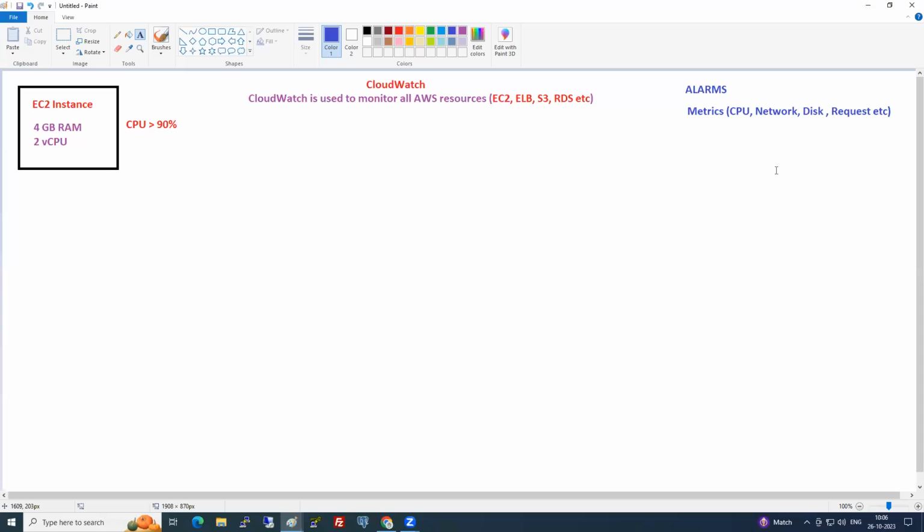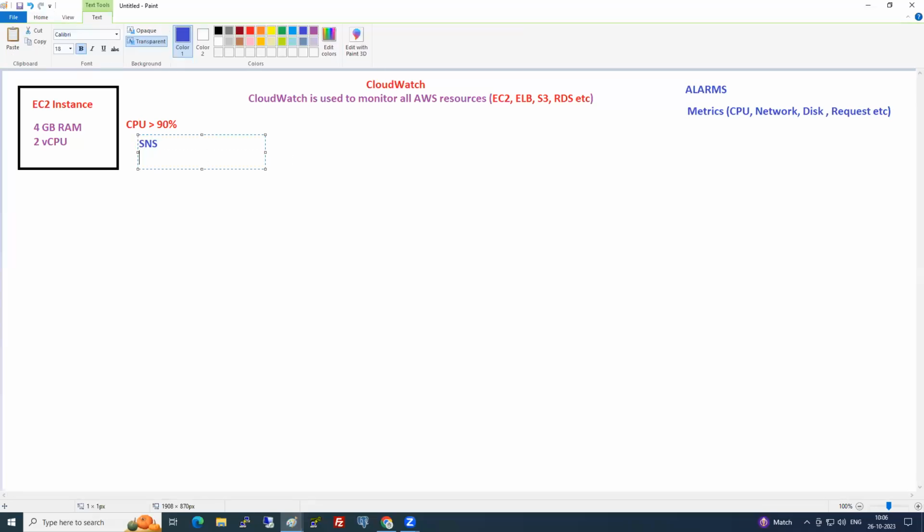So now you have an EC2 instance. Can you create an alarm? Yes. What alarm can you create? If the CPU utilization is going greater than 90%, send me the notification. Send me meaning here, you, the admin. If CPU is going greater than 90%, what will you get? Notification. So you will get the notification using email also. You will get notification using SMS also.